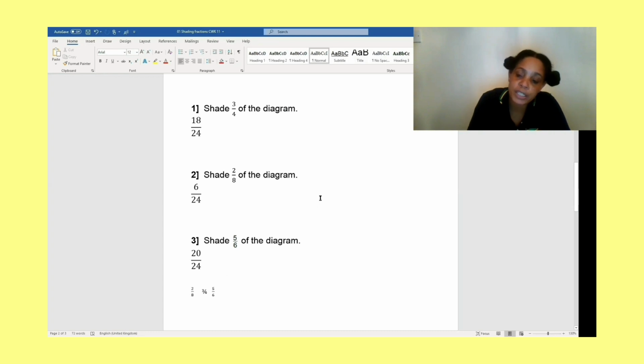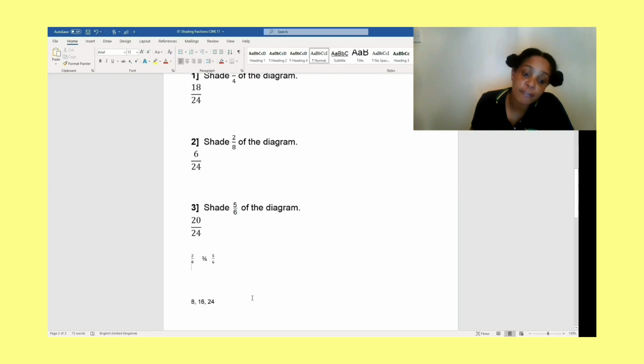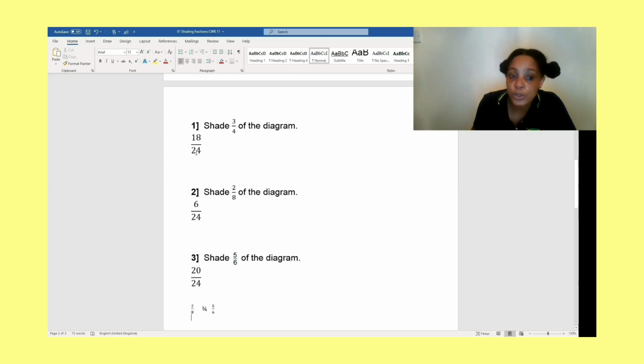In order to put these in order, smallest to biggest, we've got to look at the denominators, 8, 6, and 4. We're looking at the biggest denominator, and we're going to use that as our checker. 8, so we search the 8 times table for a number that's in the 8 times table, the 6 times table, and the 4 times table. We then use that as our denominator. Whatever we do to the bottom, we do to the top: 4 times 6 is 24, 3 times 6 is 18. 8 times 3 is 24, 2 times 3 is 6. 6 times 4 is 24, 5 times 4 is 20. So here we can now put them in order, smallest to largest.